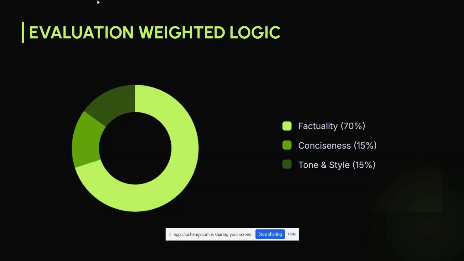The final score is evaluated by our AI judge using strict weighted logic. The score relies on factuality for 70%, conciseness for 15%, and tone and style for 15%.